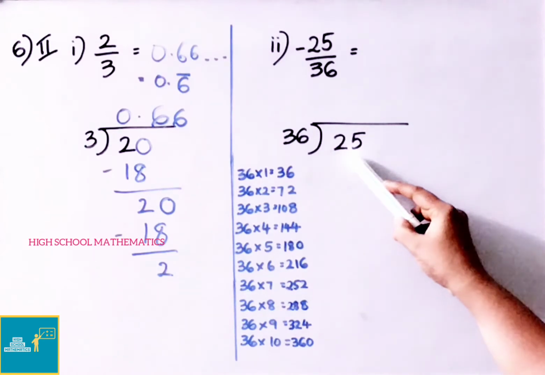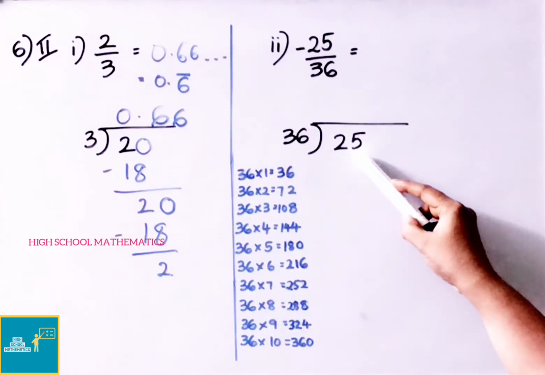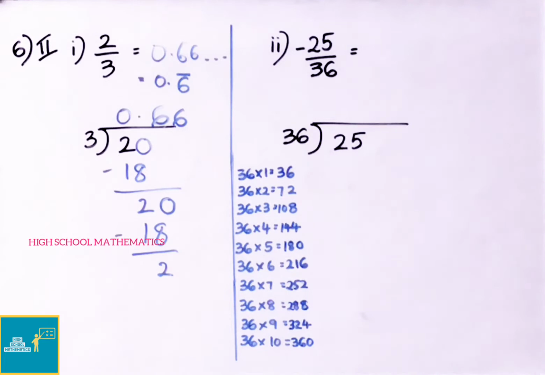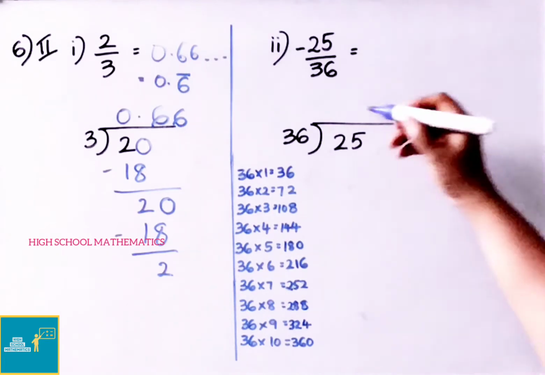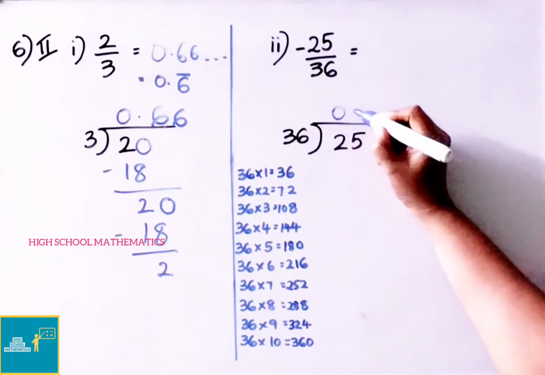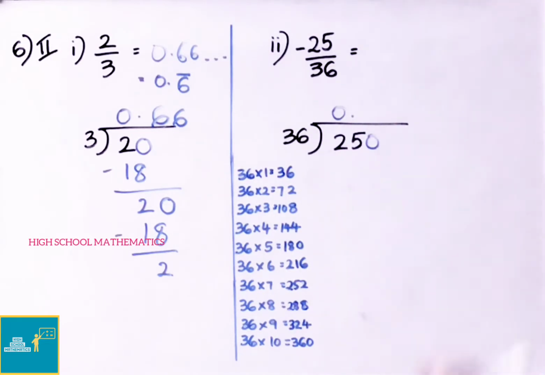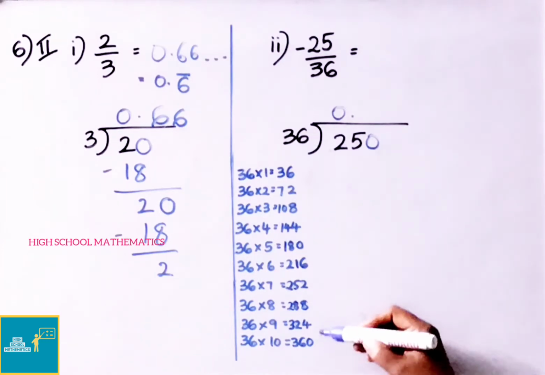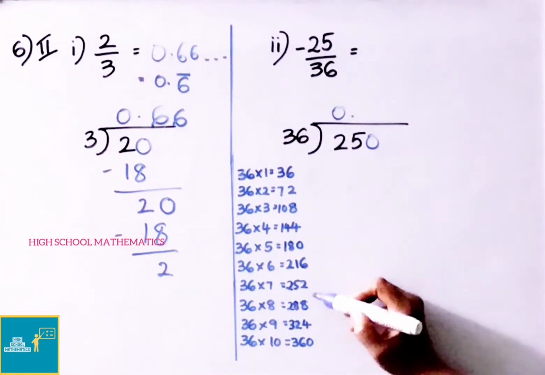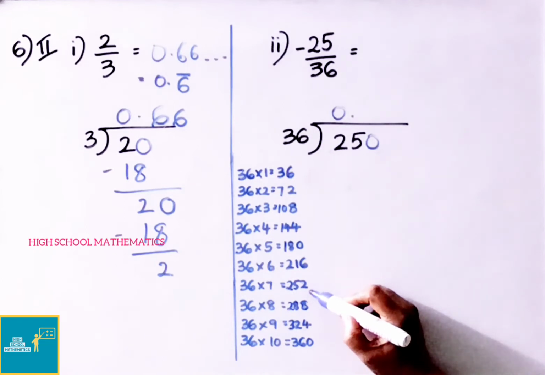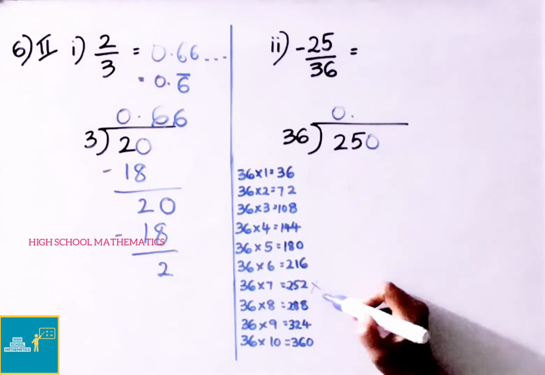Observe here, the dividend 25 is less than the divisor 36. So what do we have to do? In the quotient we have to place 0 point, then add a 0 here. Now the number is 250. So observe in the 36 table, is there 250 in this? We have 252. We cannot take this value.